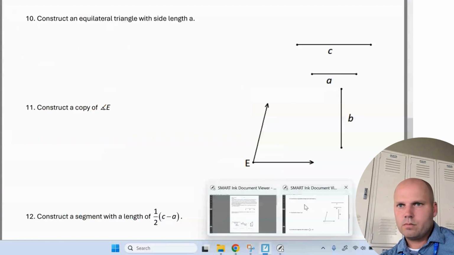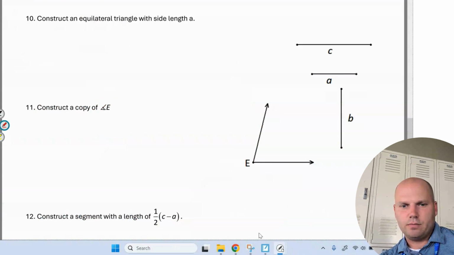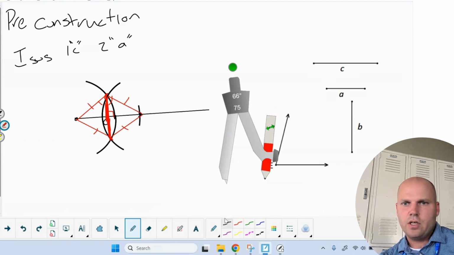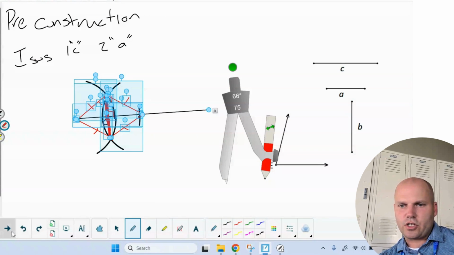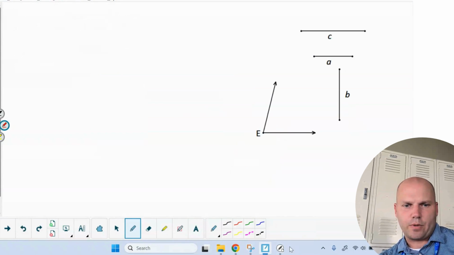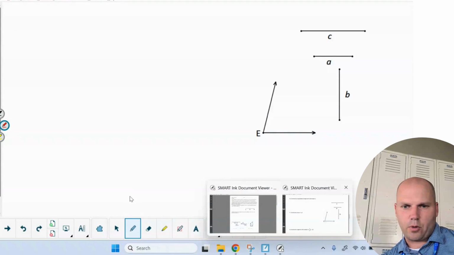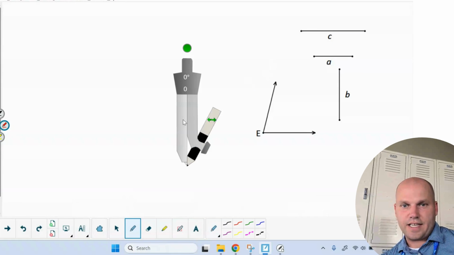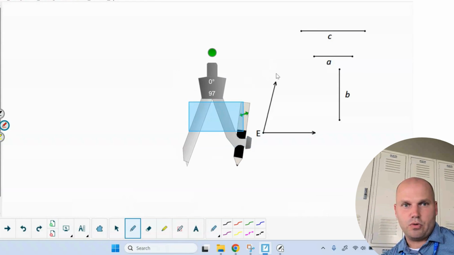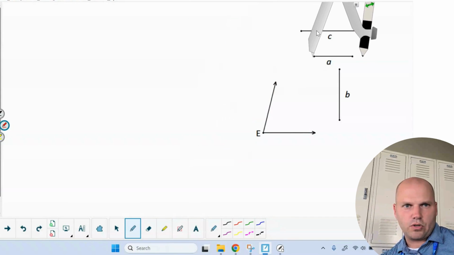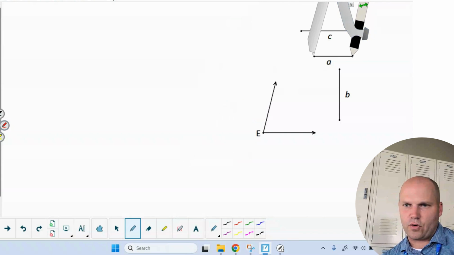So, construct an equilateral triangle. Well, equilateral triangles are easy. Which length are we using? Length A. Okay, so I'm going to construct an equilateral triangle. It's easier than an isosceles triangle because you never move your compass. You literally just say, this is the length that I will be repeating over and over again.